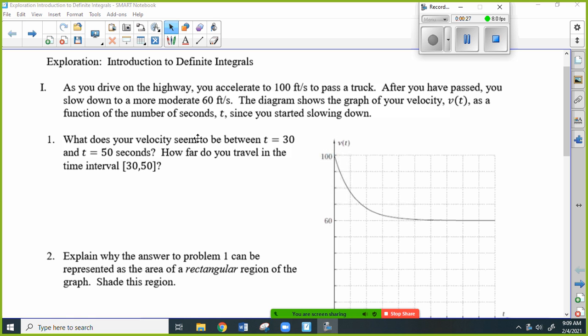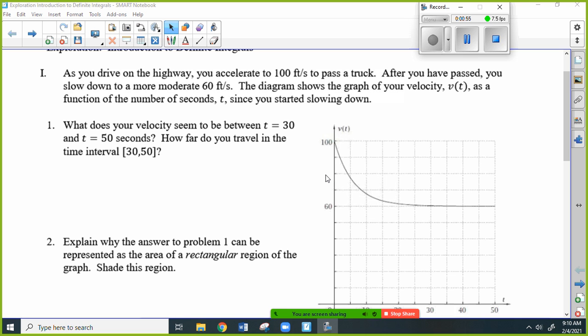to 100 feet per second, so it's not miles. So you're not going but so fast. All right, 100 feet per second to pass a truck. After you have passed, you slow down to a more moderate 60 feet per second. The diagram shows the graph of your velocity, okay, so that's on the y-axis, as a function of the number of seconds since you started slowing down.